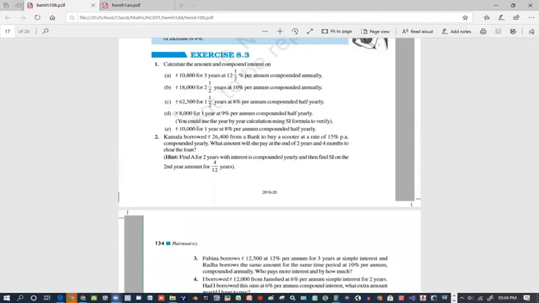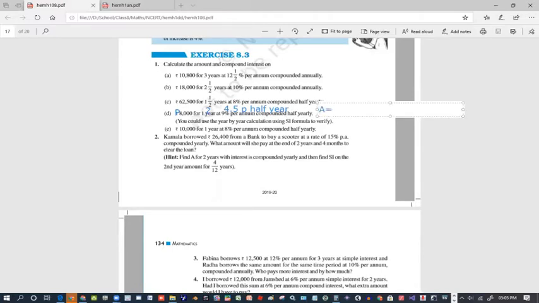See, this D is also similar to C. So principal is 8,000, so I can mark it as P. What else is given? Rate of interest, 9% compounded half yearly. So R will become 4.5, that is 9 by 2 per half year. And 1 year will become time period as 2 half years. So the same formula will fit here.